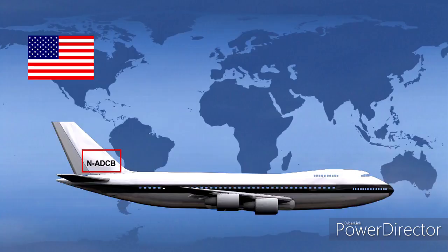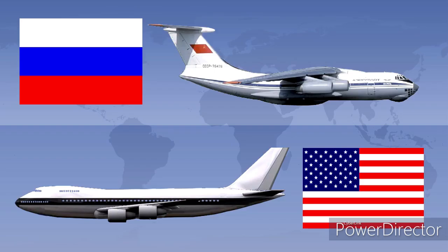The state of registry is defined as the state on whose register the aircraft is entered. And the state of design is the state having jurisdiction over the organisation responsible for the type design.